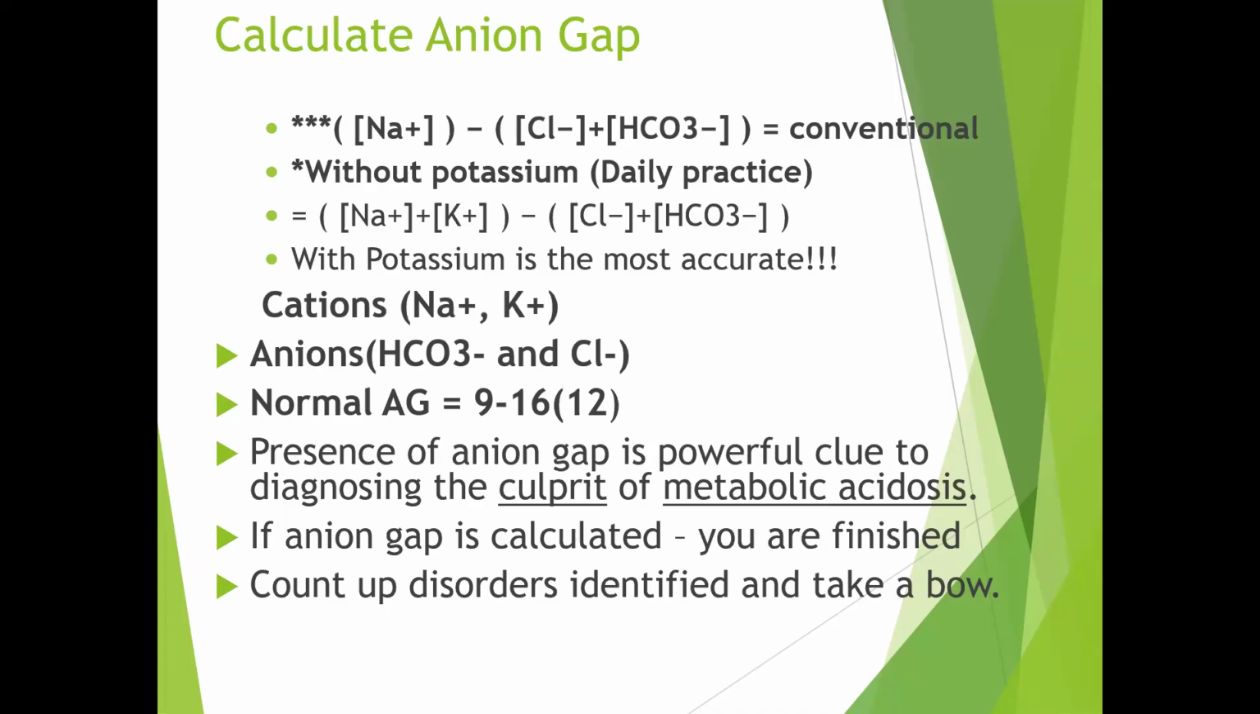So presence of an anion gap, again, when do I calculate the anion gap? What condition? Well, that's metabolic acidosis, to try and find the culprit. What can give me a positive gap? What's the mnemonic? What about a non-anion gap mnemonic? All right.